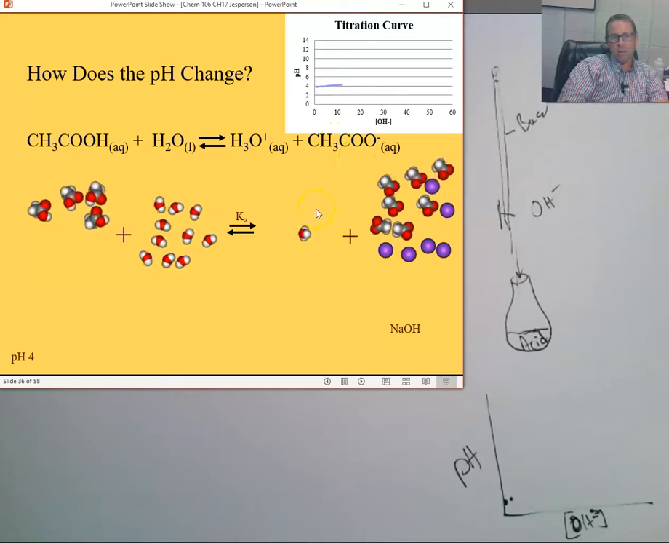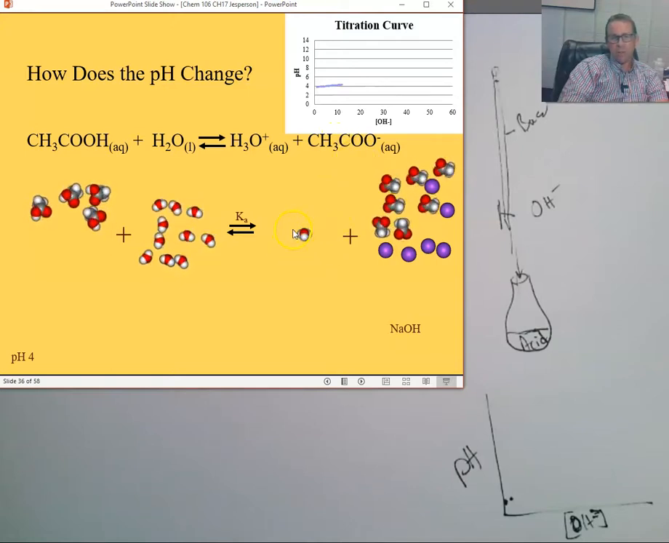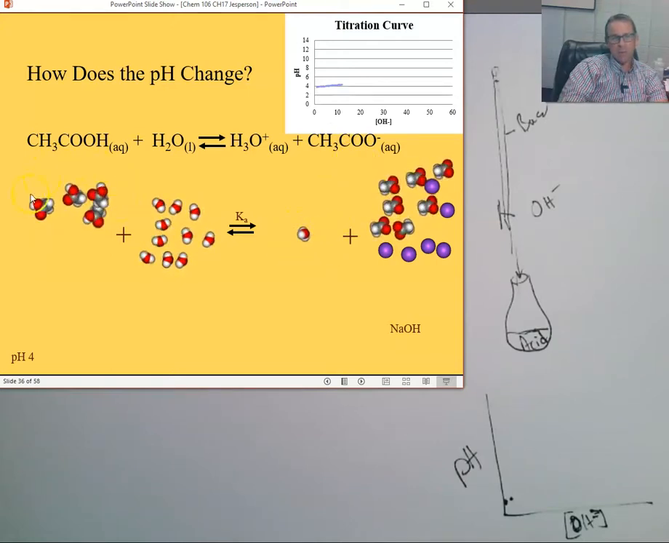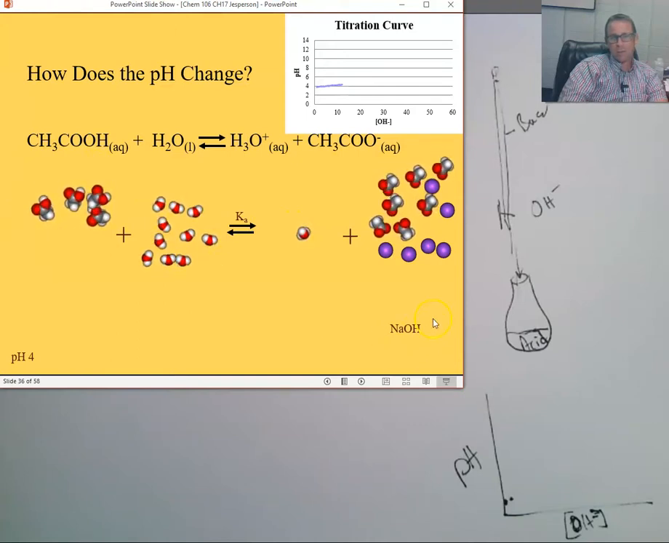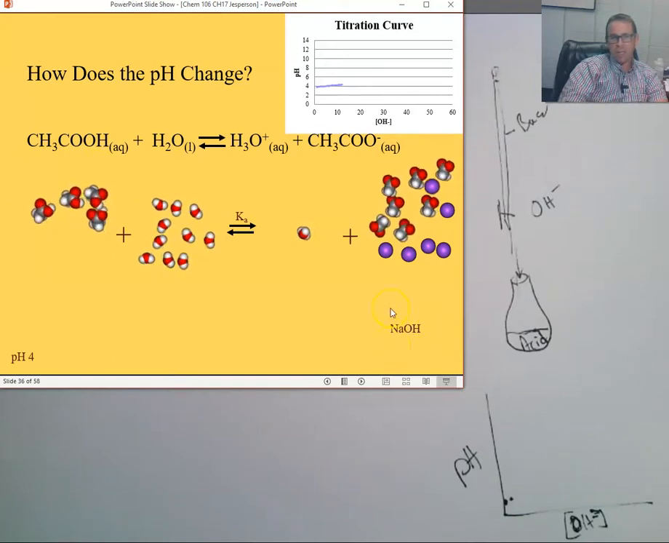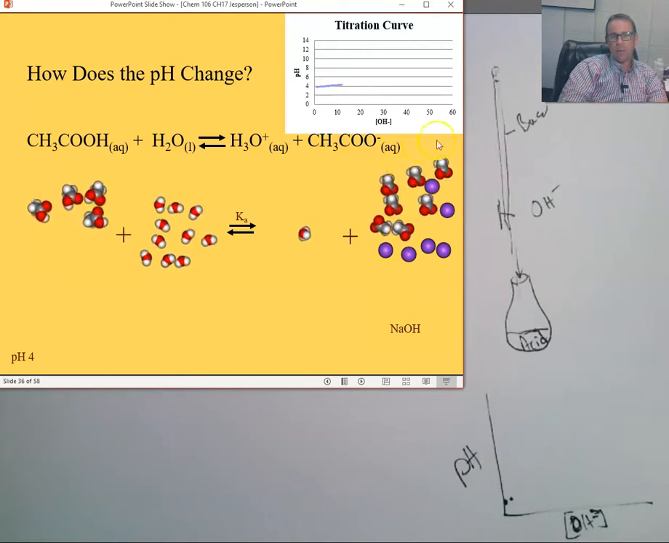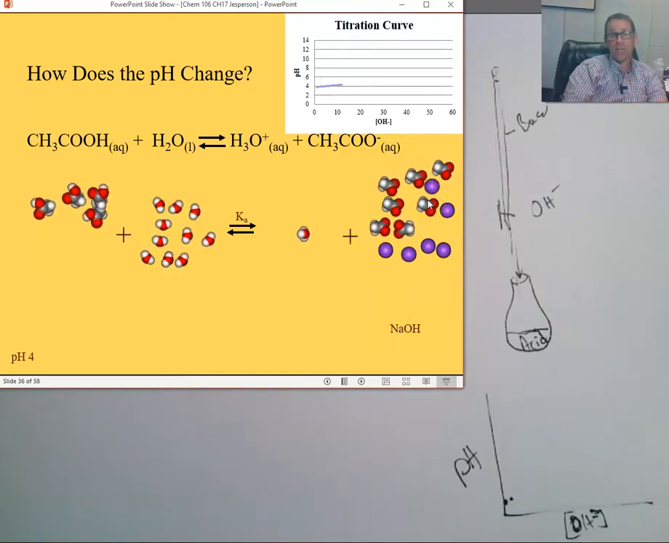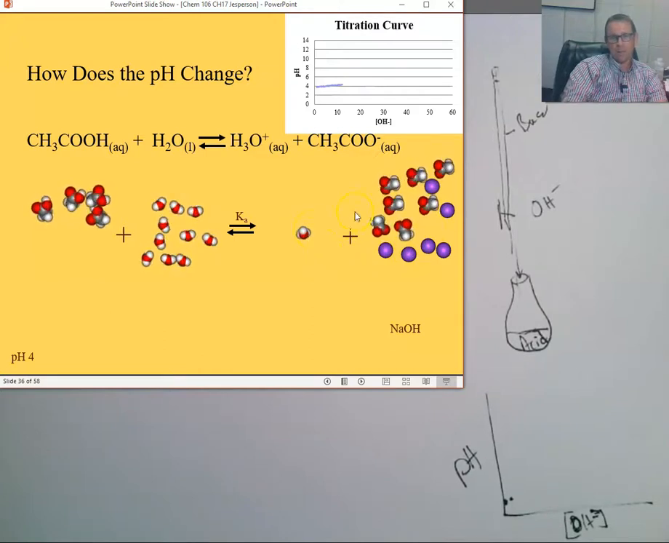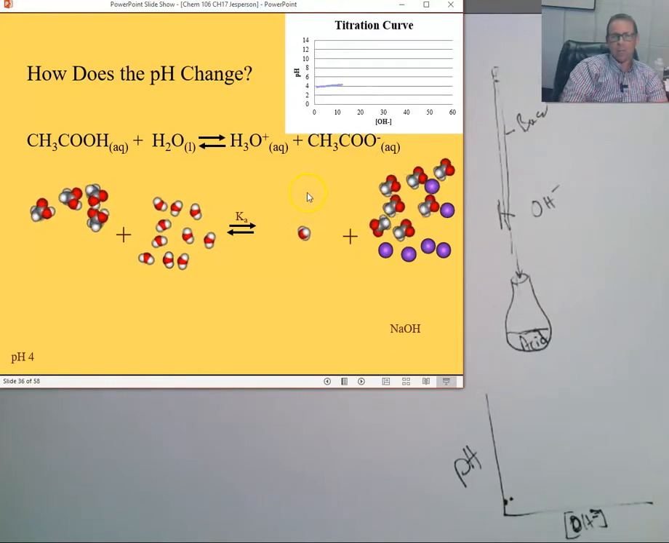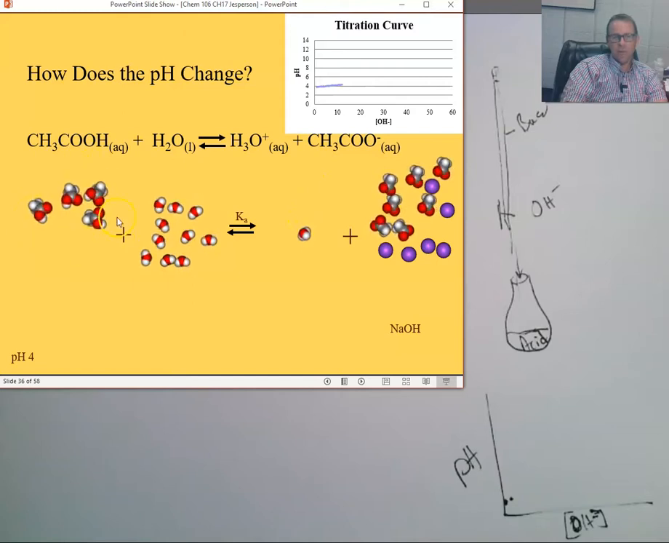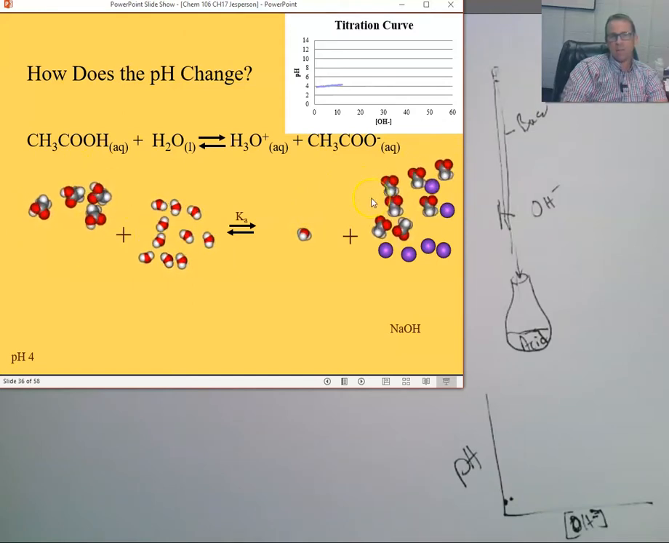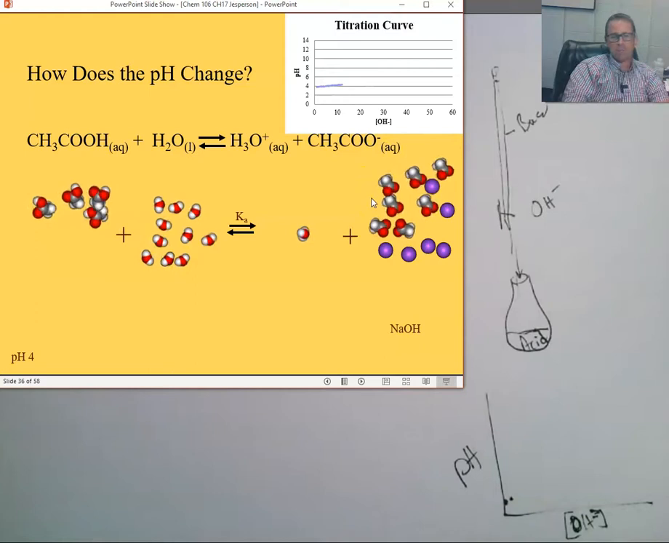So right now we have the solution in a buffer situation because we have some acid here available to donate hydrogen to any base that I add, and I have some conjugate base over here ready to consume any hydrogen acid that I might add. All right, so that's a buffer, a solution of an acid and its conjugate base that will maintain the pH.